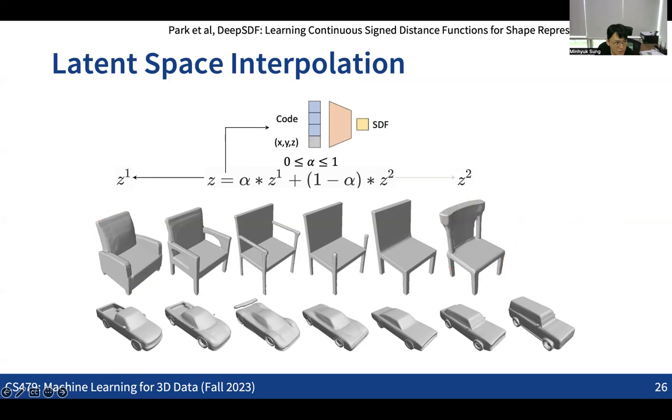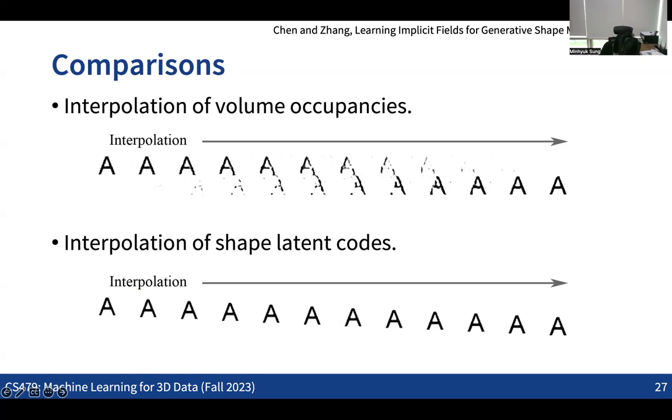If you compare this with interpolating the volume, the voxel occupancies, by interpolating each voxel occupancy, you will see that the input shape disappears and the other shape appears over the interpolation. This is not the ideal interpolation that we want. But if we interpolate the latent codes that we have, we see a very smooth interpolation between two shapes. So those are some interesting properties.